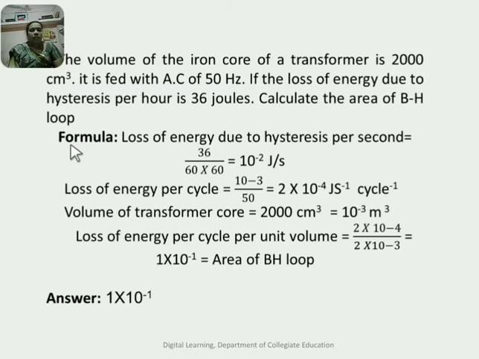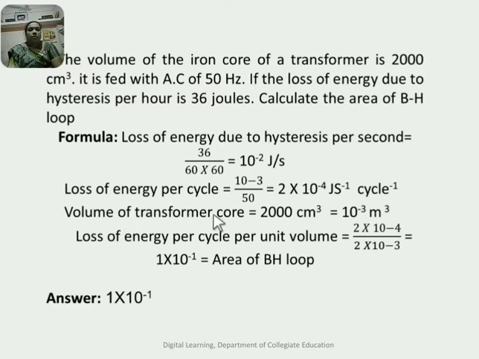Loss of energy due to hysteresis per second is given by 36 divided by 60 into 60. It is converted in terms of seconds, which is equal to 10 to the power minus 2 joule per second. Loss of energy per cycle is calculated by 10 to the power minus 2 divided by 50 Hertz, that is equal to 2 into 10 to the power minus 4 joule per second per cycle.